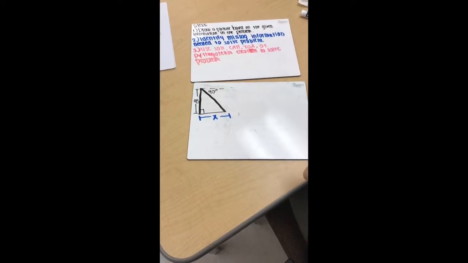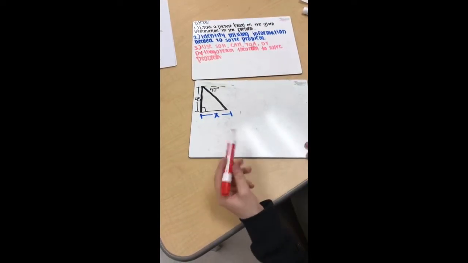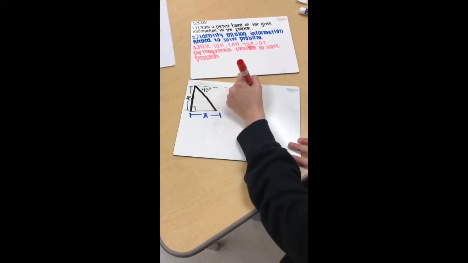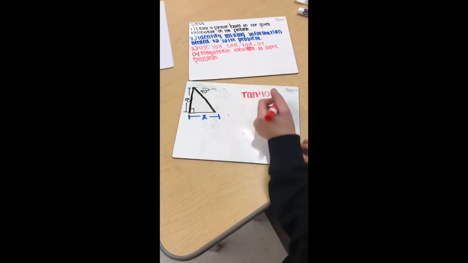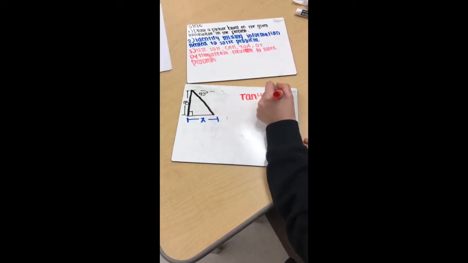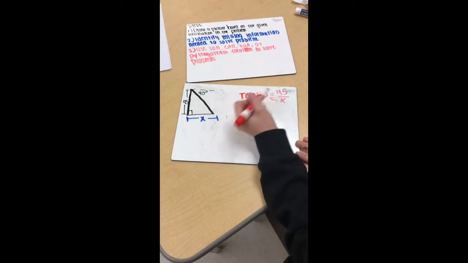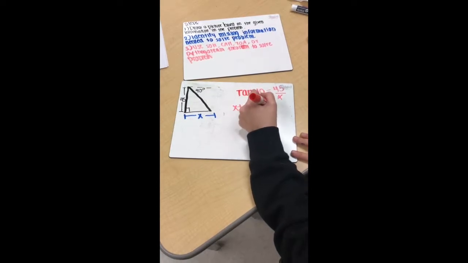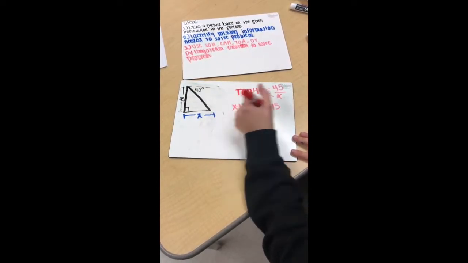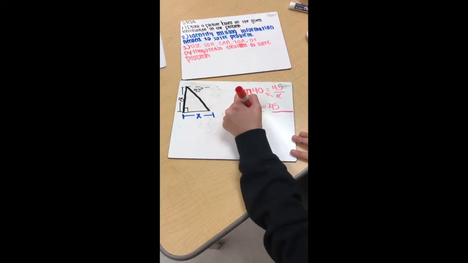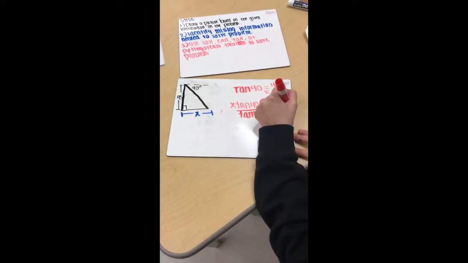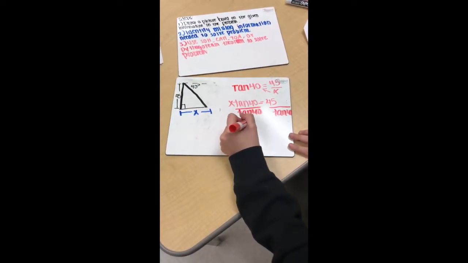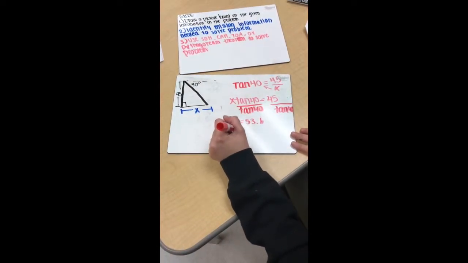And to solve this, you look from your angle and you have your opposite and your adjacent. So you're going to use tan of 40 equals 45 over x. Cross multiply makes it x tan of 40 equals 45. You want x to be by itself, so you divide by tan of 40 on each side. When you put that in your calculator, it should be x equals 53.6, which you can round up to x equals 54.